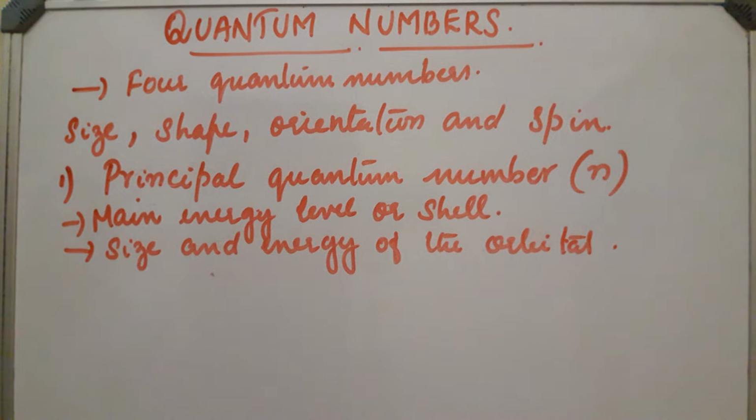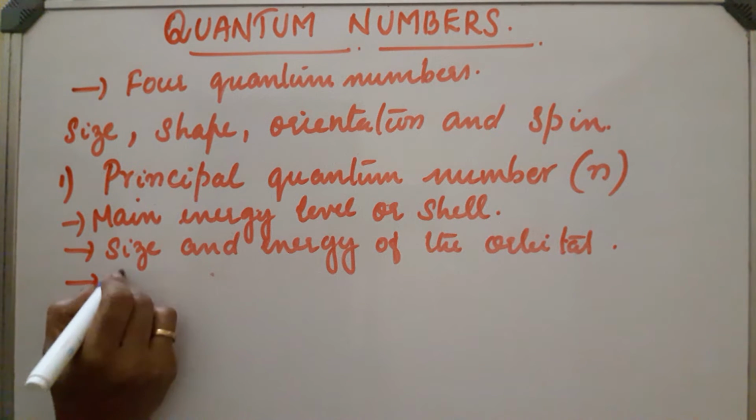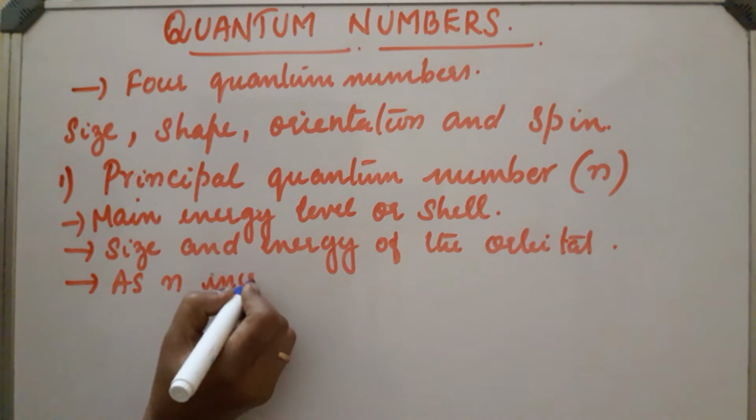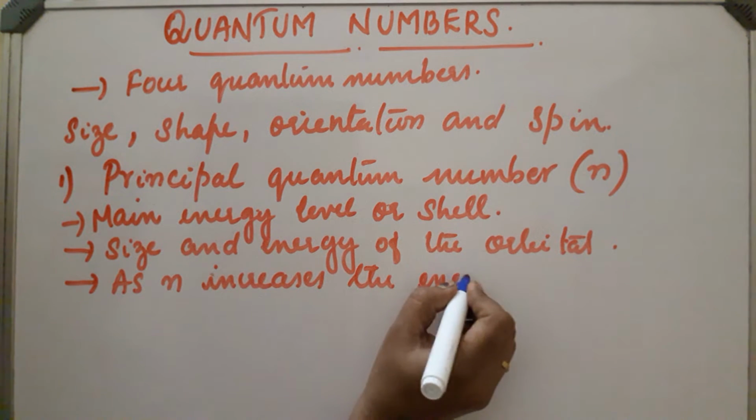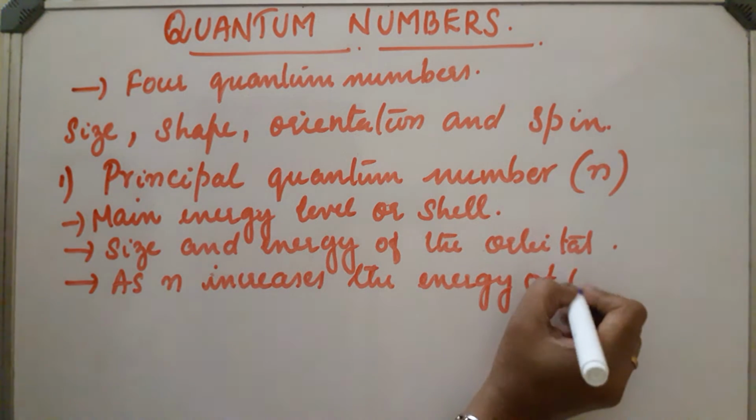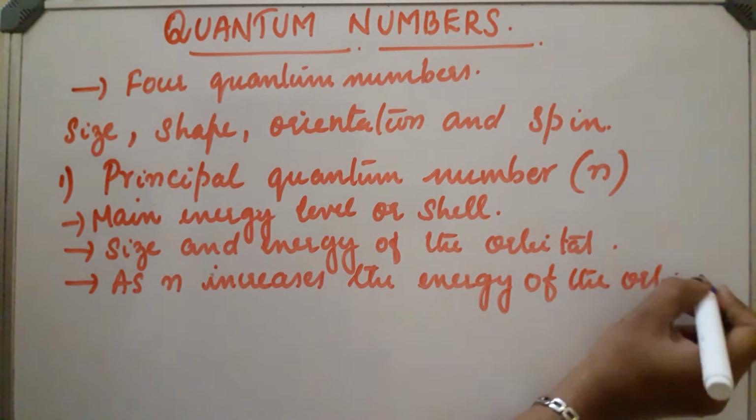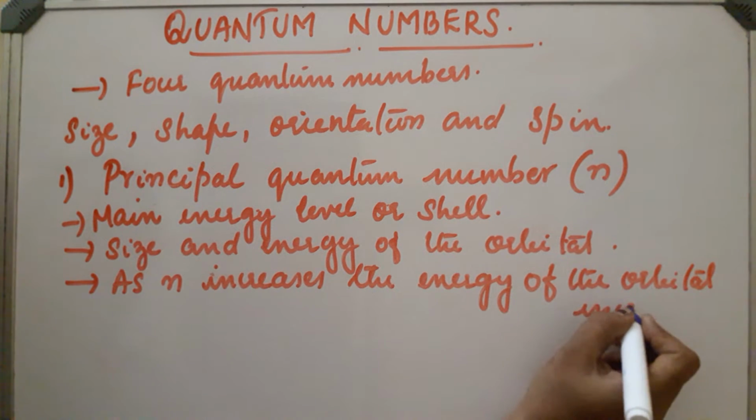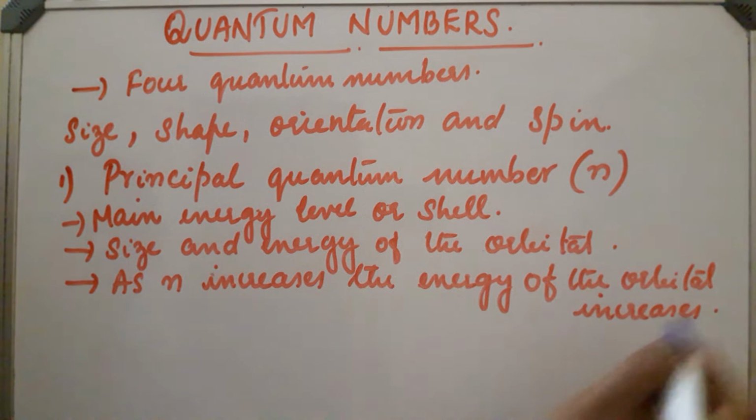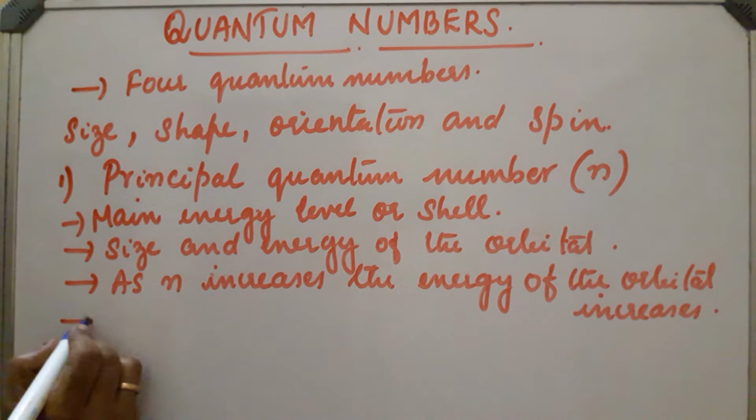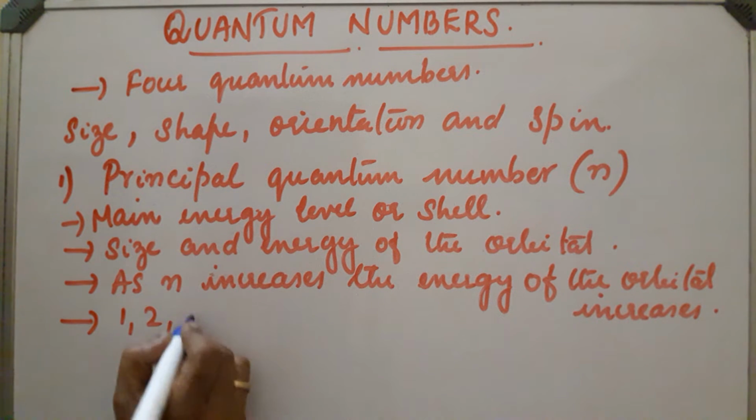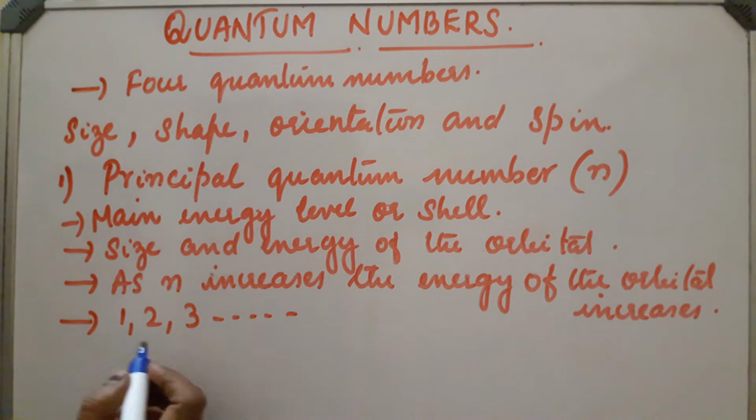As n increases, the energy of the orbital increases. Next point, it can have whole number values 1, 2, 3, etc. So, first shell, second shell, third shell, etc. It is numbered like this.